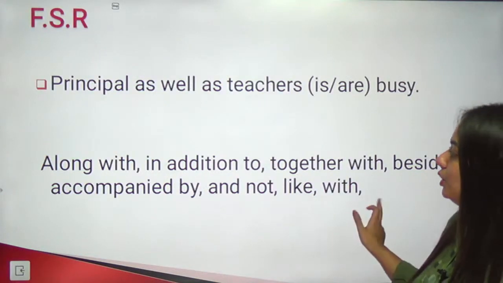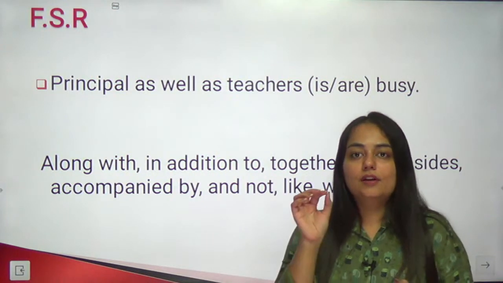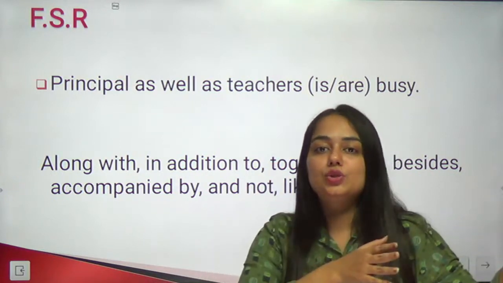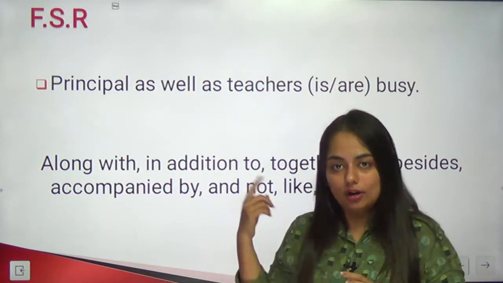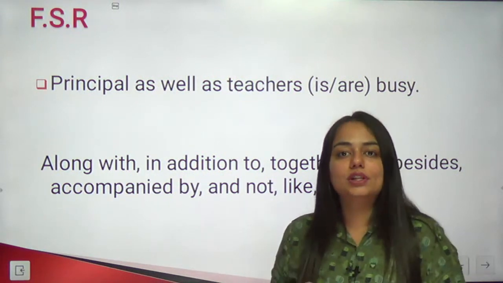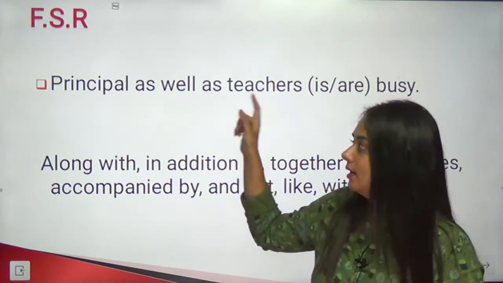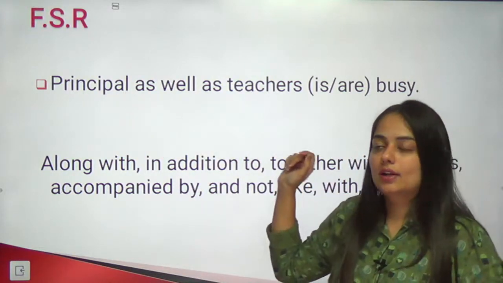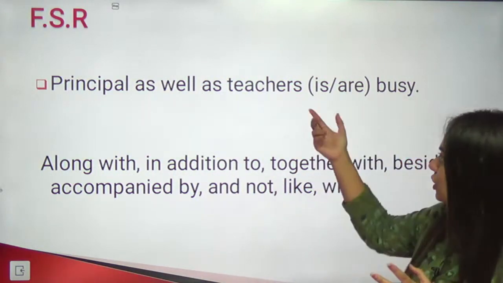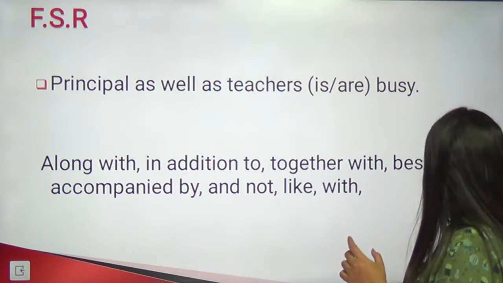Alright, now let us move on to these 2 concepts that I want to discuss with you. FSR stands for far subject rule. NSR on the next slide stands for near subject rule. When do we use these 2 rules? If we have 2 subjects, principal and teachers, one is singular, one is plural, we get confused. Should it be followed by is or are? Now what will it depend upon?